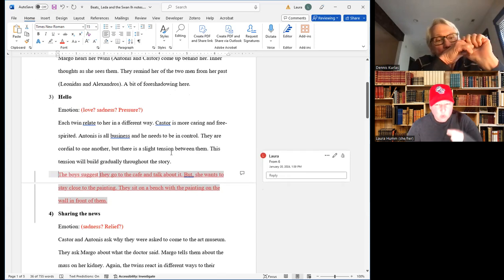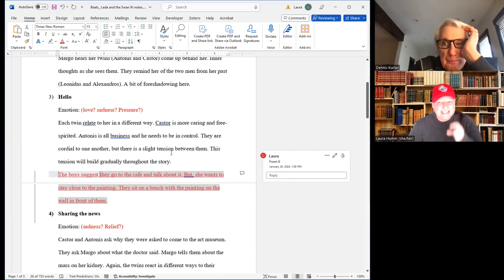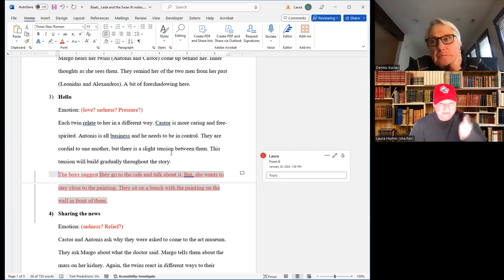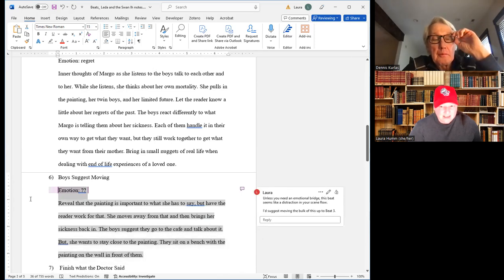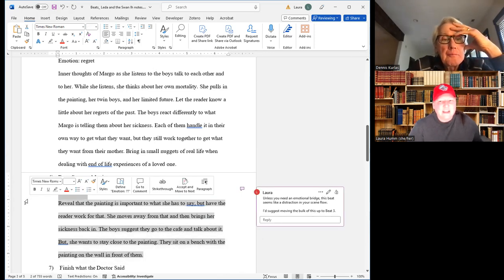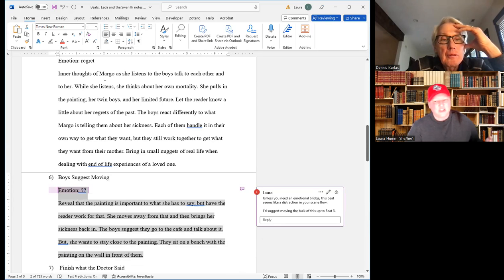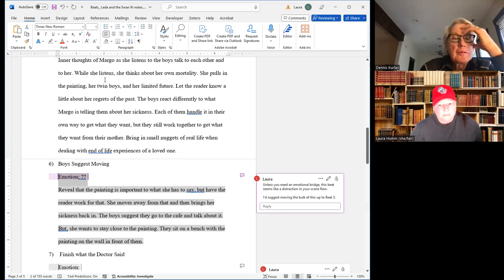And this tool can help you see when you've got something that distracts you from the emotional flow, because as you're picking this emotion, it didn't fit with the one before or the one after. So it was a little easier for us to see that, hey, maybe this is breaking your rhythm.